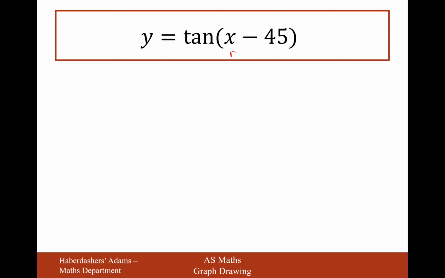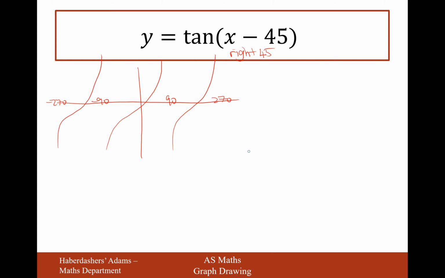This one here is going to be the tan graph moved right by 45. So the original tan graph, if you remember, was at 90, 270, minus 90, minus 270. And then this is all the x cubed shaped graphs with the asymptotes. So if we move it right by 45, then 90 will now be at 135, 0 will now be at 45, minus 90 will now be at minus 45. So there'll be an asymptote there, and an asymptote there, and a tan graph there.